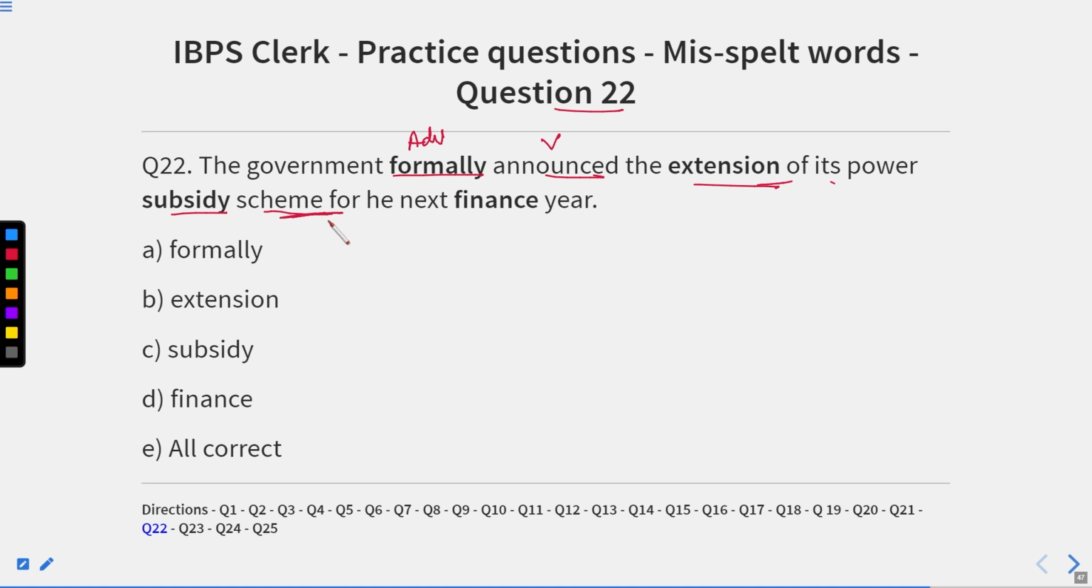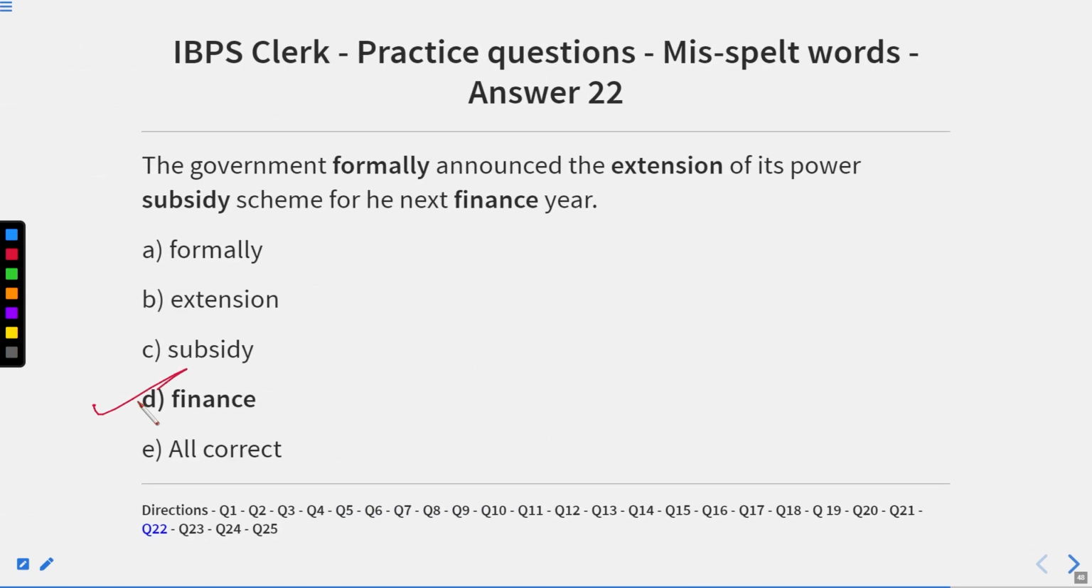Now we are talking about PAR subsidy scheme for the next finance year. Now of course we do not have finance year. In fact, we have financial year. So this word is incorrect over here. It should be financial year, not finance year. So our answer is D, that is finance. So the correct spelling will be FINANCIAL, financial. This is the correct spelling. Now let us move to the next one.